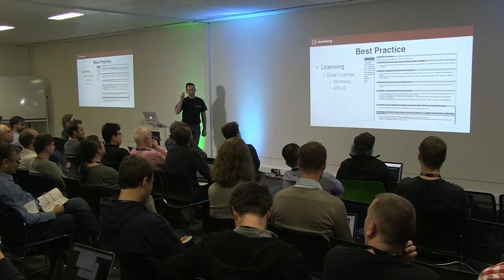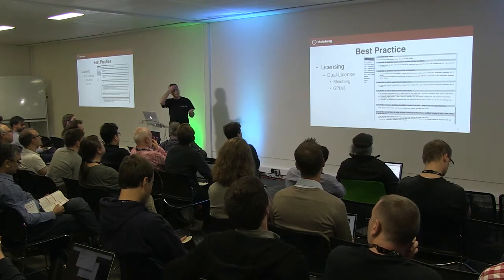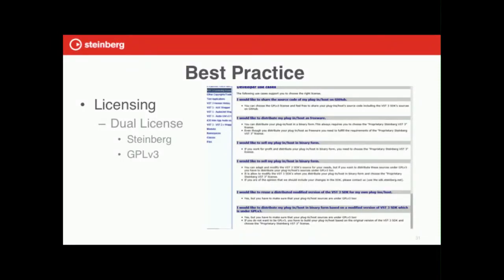Since May this year, we have this dual license in the Steinberg SDK, and this was asked for by the Linux community. It means that the SDK has a list of how to use the licensing. If you are a university and you want to publish an open source plugin, I don't know, a compressor, and you want to publish VST3 source code, you can do it under GPL. For other use cases, you have to sign the license with Steinberg. It's not possible to redistribute the source code of the SDK under the Steinberg license, but under GPL, it's okay.